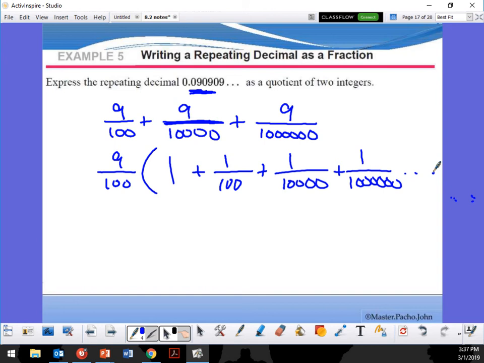All right, on this one right here, because it is increasing the way that it is, every single time it's actually adding more and more to that. So it's going to be 9 over 100 times 1 over 100k minus 1.